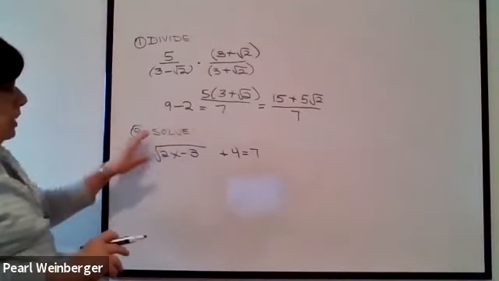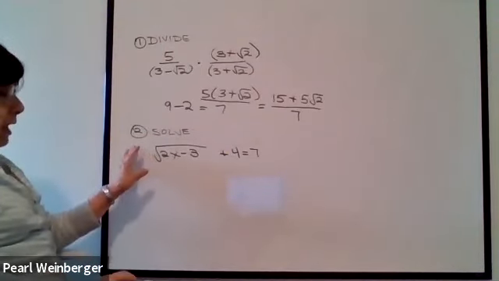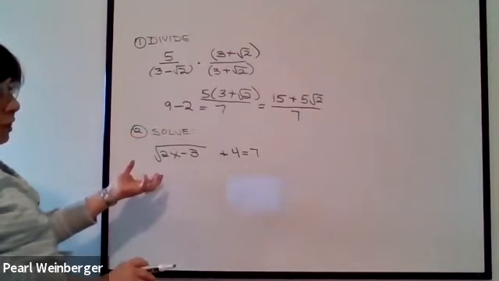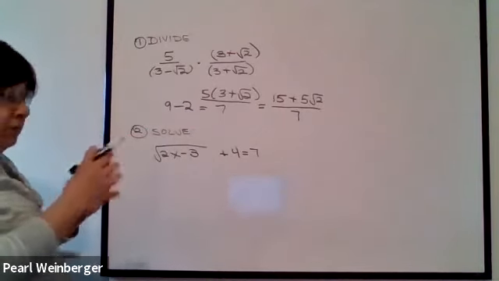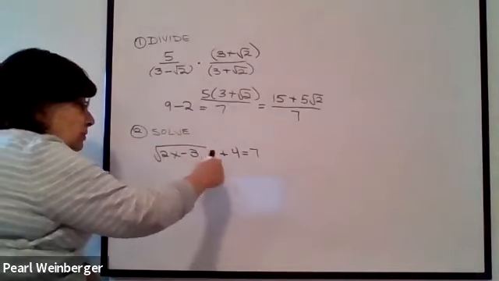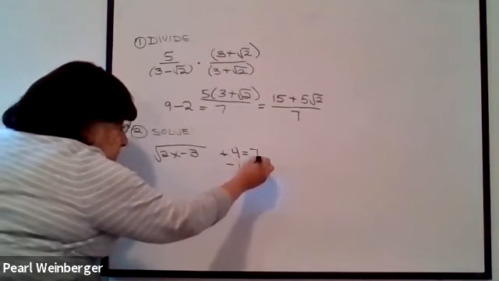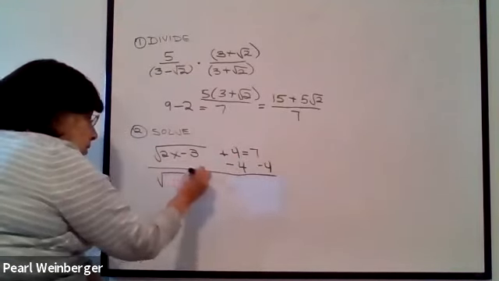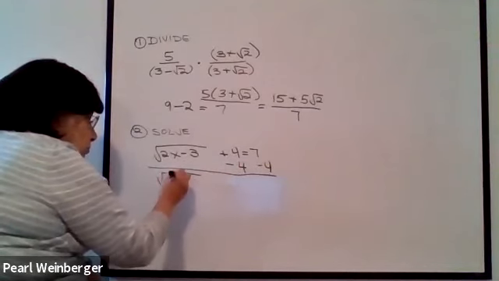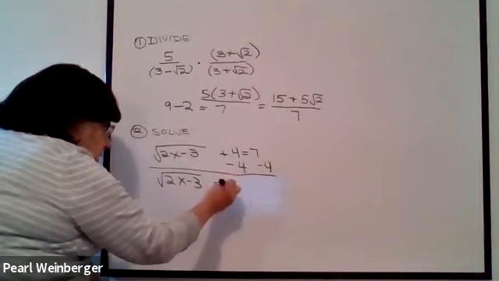The second question had to do with solving a radical equation. And what we said, when we have a radical equation, what we do is we first get the radical by itself. We isolate the radical. So if there's anything outside the radical, we bring it to the other side. So this 4 I'm bringing to the other side. And this gives me my equation radical 2x minus 3 equals 3.